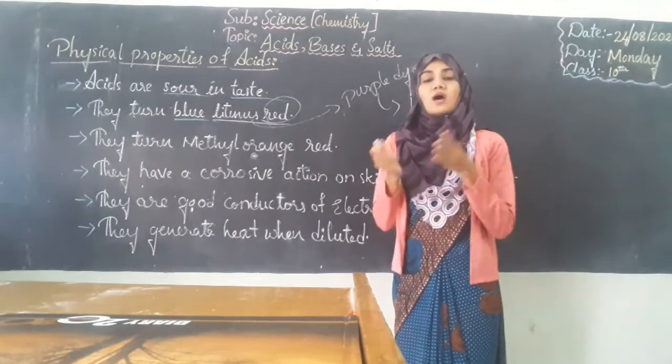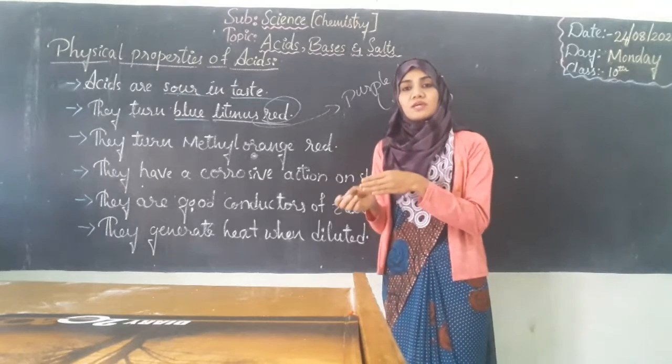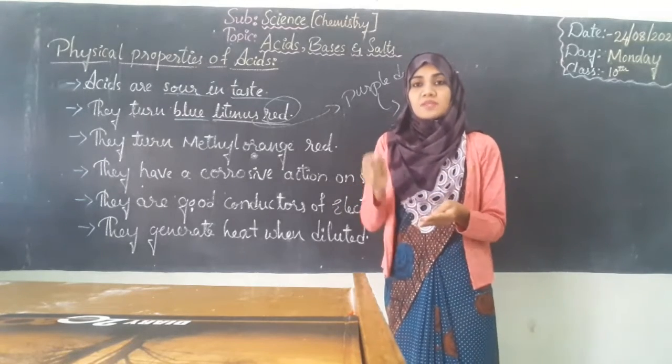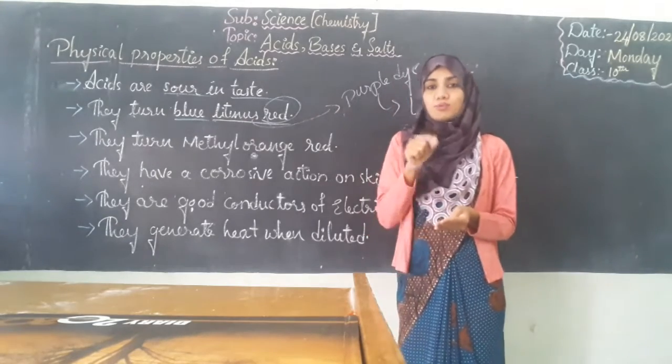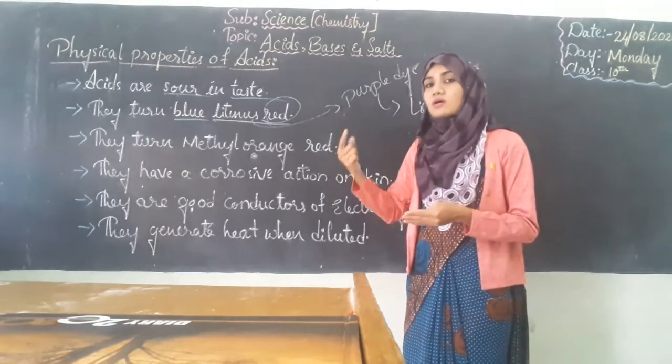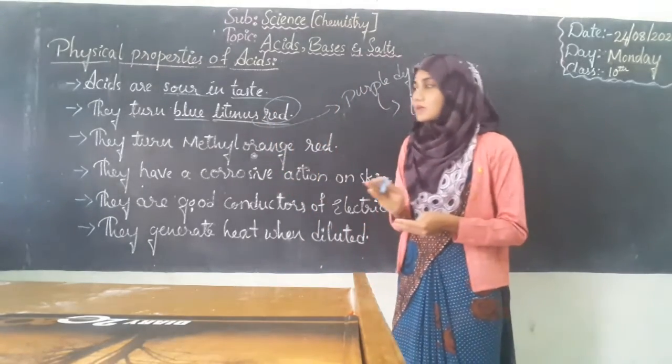So how can we identify whether the solution is acidic or basic? With the help of a litmus paper. If you dip the blue litmus paper into the solution and it turns to red color, hence we can say that the solution is acidic.